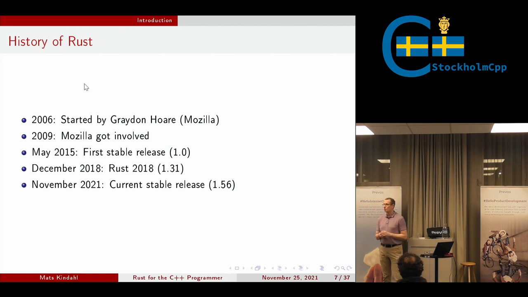The history. So this started in 2006 by Graydon Hoare. He worked at Mozilla at this time. It was just an idea, something he sort of played around with. After a while, Mozilla realized that they had problems with their systems and they needed something better. So they got involved and started adopting this language as an alternative to C, actually. And the first stable release was released in May 2015. And we had a transition to a more modern version of Rust in December 2018. And right now we're roughly at release 156. So it's advancing quite fast.